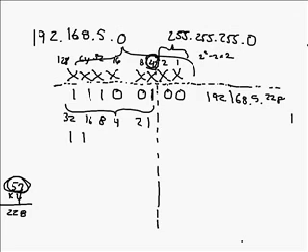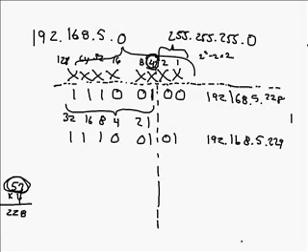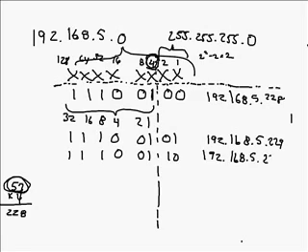First host is 01 here, so that would be 192.168.5.229. And your second host would be 192.168.5.230. 231 would be your broadcast address, and 232 would be the next network address, which would be plus 4 from 228. That makes sense.